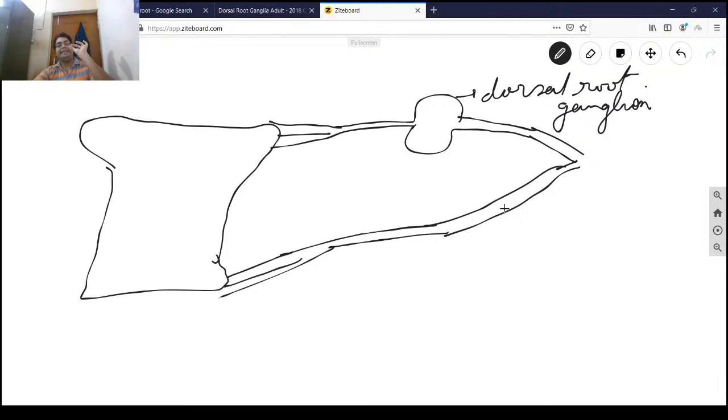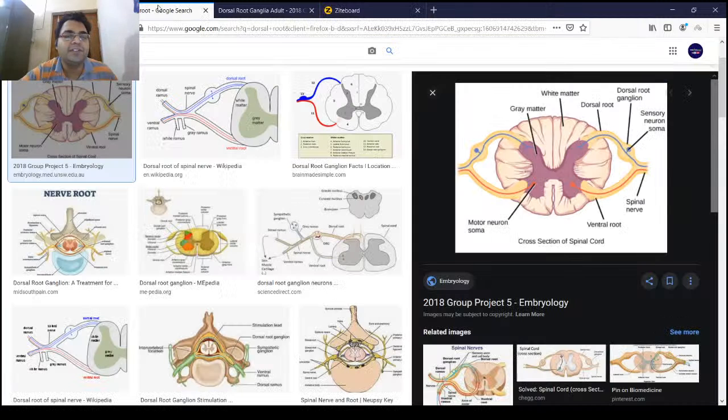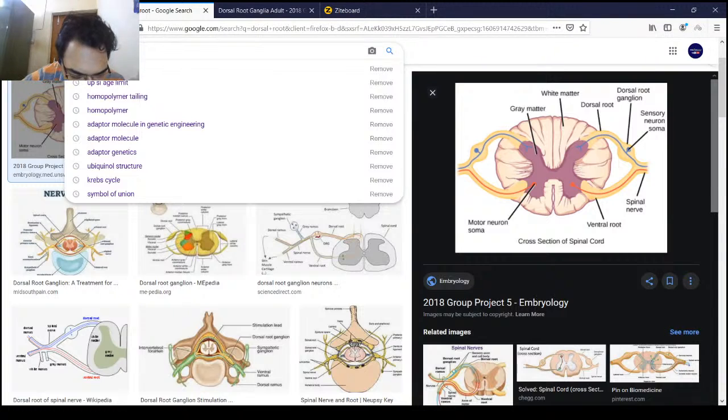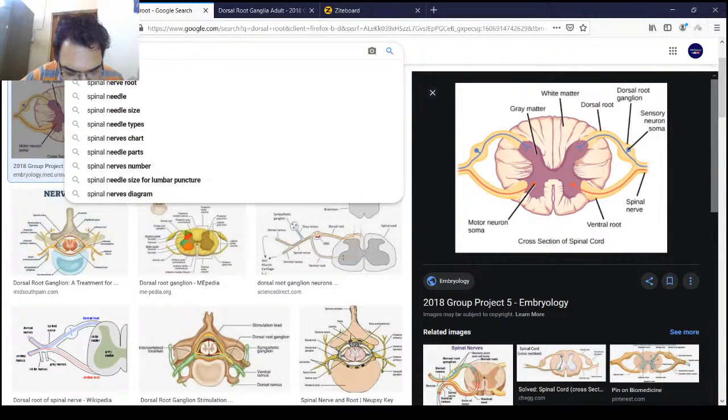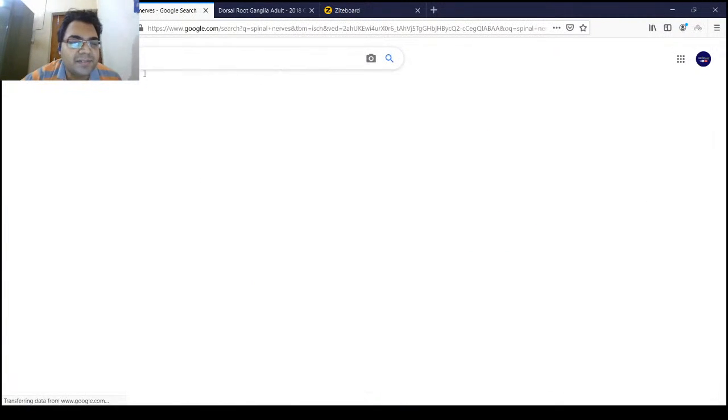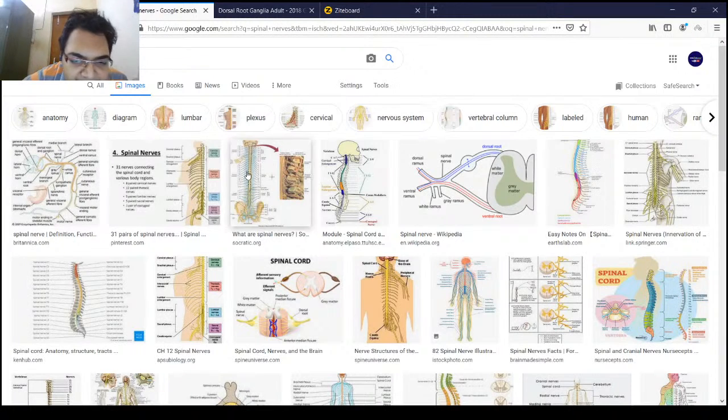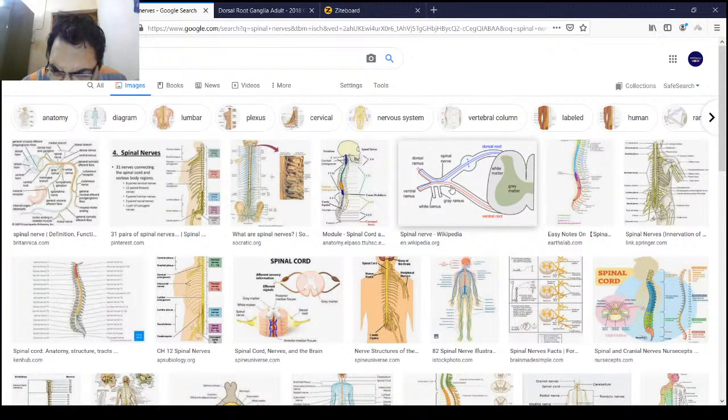A foramen is a specific hole, a specific orifice, an opening through which the spinal nerves come out of the backbone. So I'll just show you spinal nerves. That diagram will become clear for you. There are 31 pairs of spinal nerves, this one I'm talking about. Yeah, you can see this diagram also.